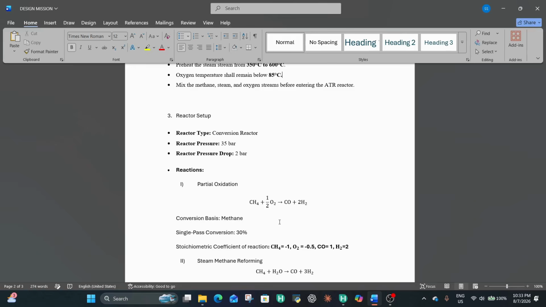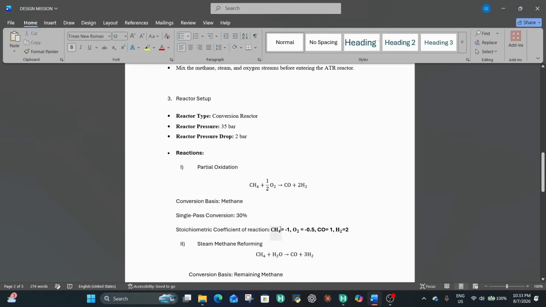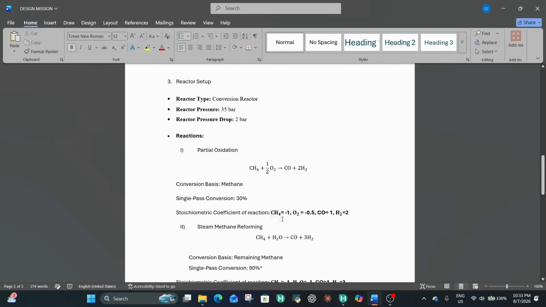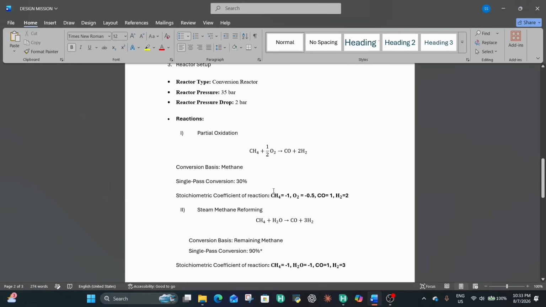Single pass conversion rate 30%. We're going to convert 30% of the total methane to generate the heat needed to drive our SMR. This is our stoichiometric coefficient for the reaction given below, our conventional SMR reaction.